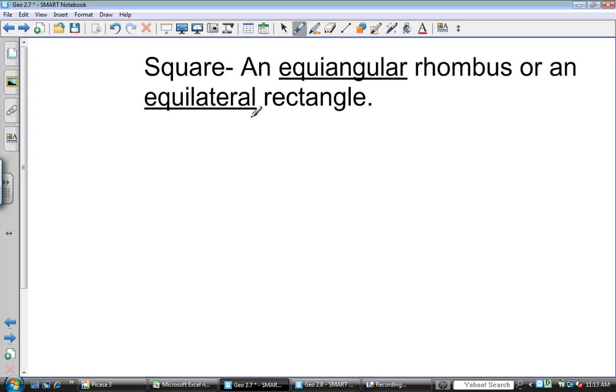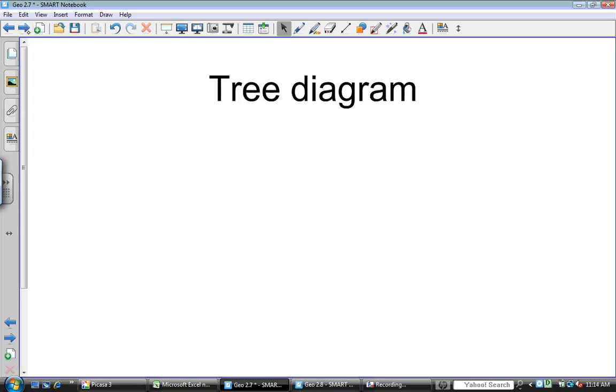Now, a square is an equiangular rhombus or an equilateral rectangle. It's just a combination between a rhombus and a rectangle. So all the sides are going to be congruent, and all the angles are going to be congruent. We have all the sides congruent, and the opposite sides are parallel. I'm not going to add that in or it'll get a little messy. But hopefully you know that these two sides are parallel and those two sides are parallel.